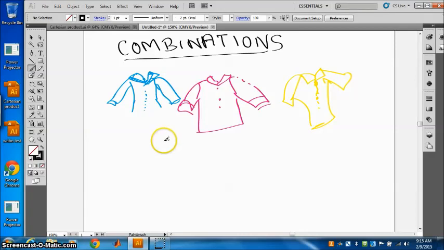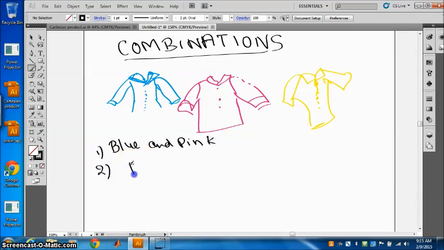Combinations. Suppose you go to a shop in which you see 3 shirts, blue, pink and yellow, and you decided to buy any 2. So which are the possible combinations you can have? Think of that. You can buy blue and pink. This is one combination.